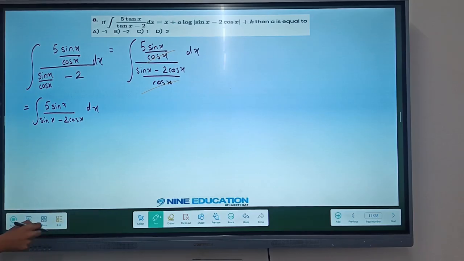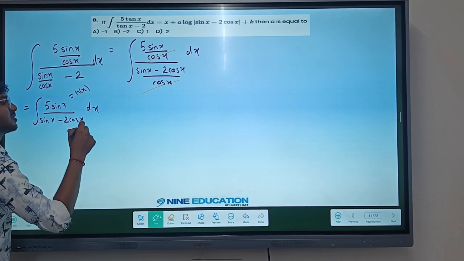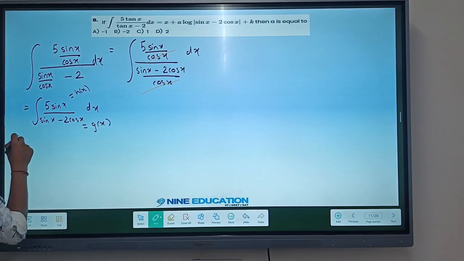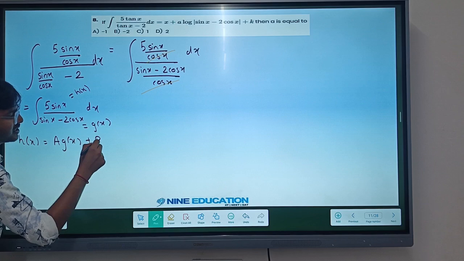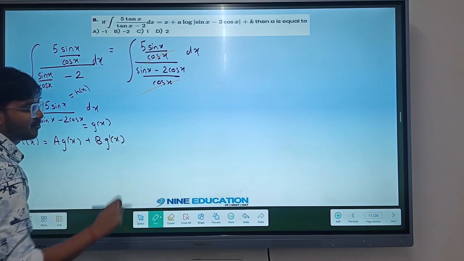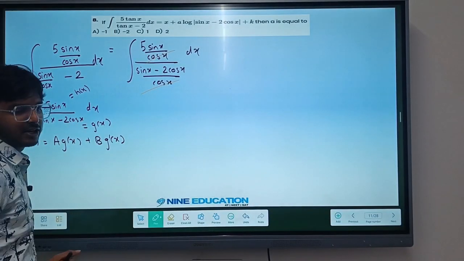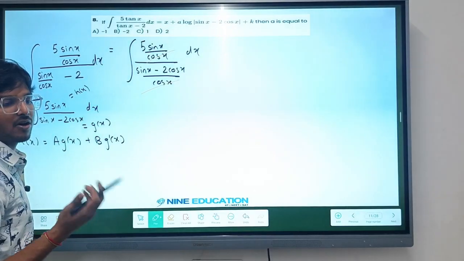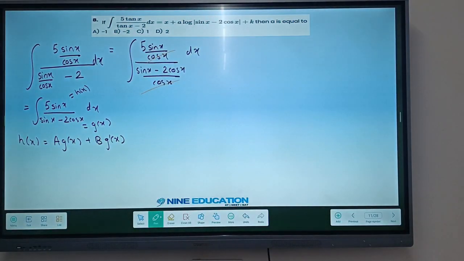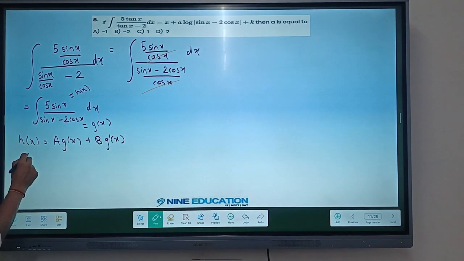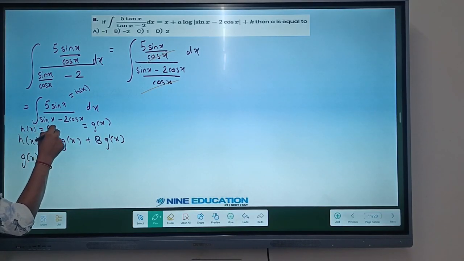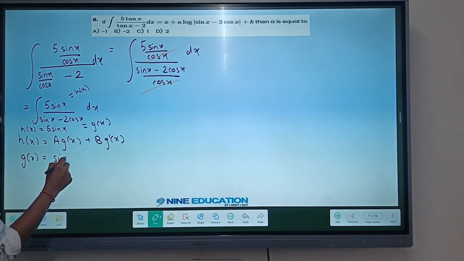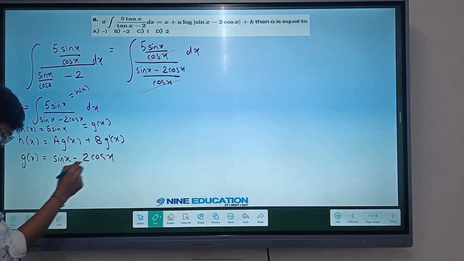For this type of question, where there is trigonometry by trigonometry, what will we do? We'll take the numerator as h(x), the denominator as g(x), and write h(x) as a g(x) plus b g'(x). We usually add a plus c as well, but here numerator and denominator both do not have a constant. If both do not have a constant, I don't need to add a plus c. So what is h(x)? h(x) is 5 sin x. And what is g(x)? Sin x minus 2 cos x.